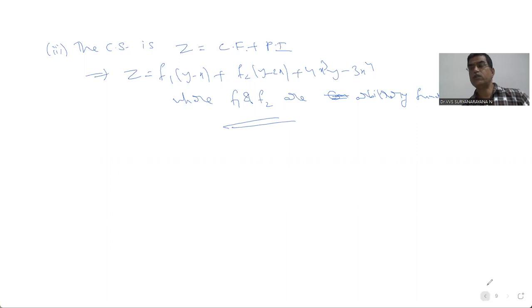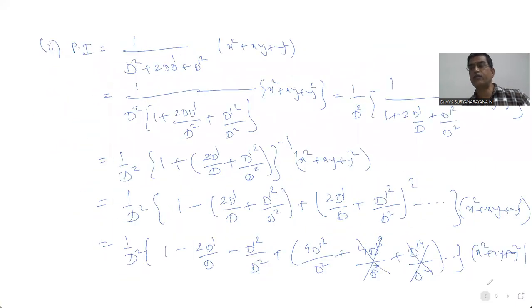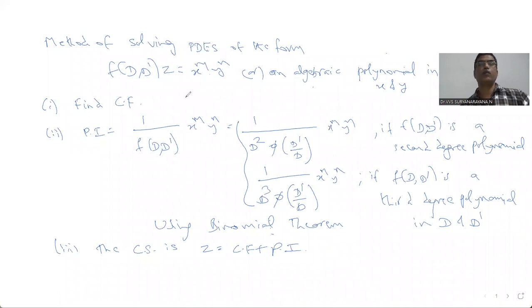Okay, so in this video we have discussed how to solve a partial differential equation with constant coefficients of the form f of D, D dash of z equal to some polynomial in x and y. So this is our fourth video. In video number 1, we considered PDEs of the form f of D, D dash of z when the right hand side is 0. In the second video, we considered PDEs of the form f of D, D dash of z equal to e power ax plus by. In video number 3, we considered PDEs of the form f of D, D dash of z equal to sin ax plus by or cos ax plus by.